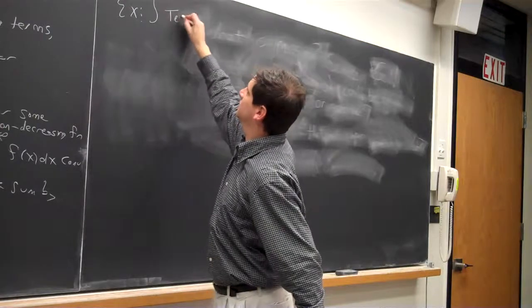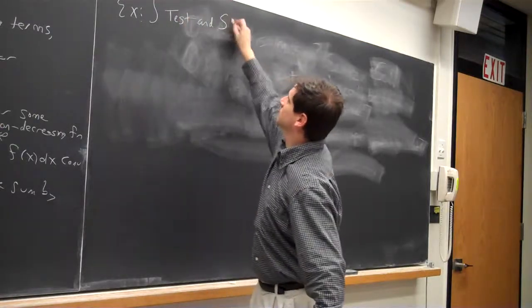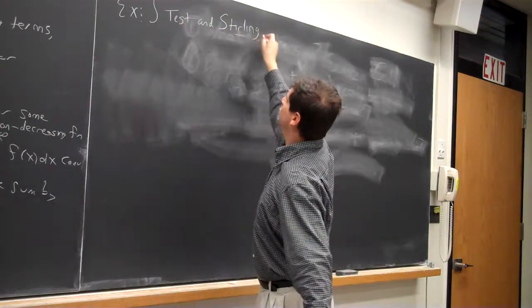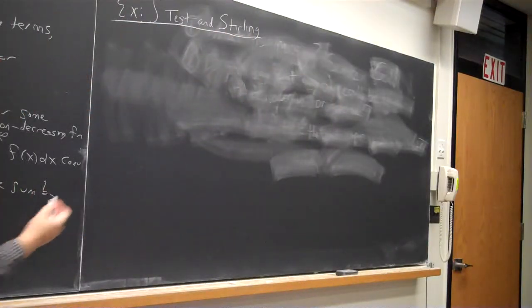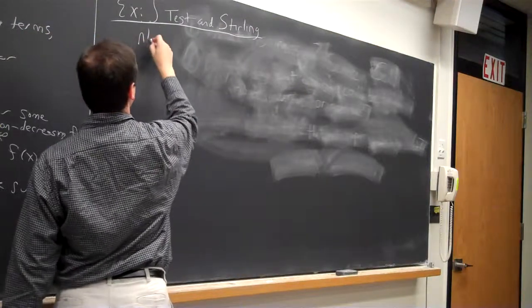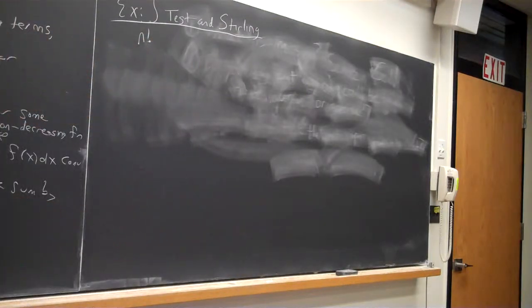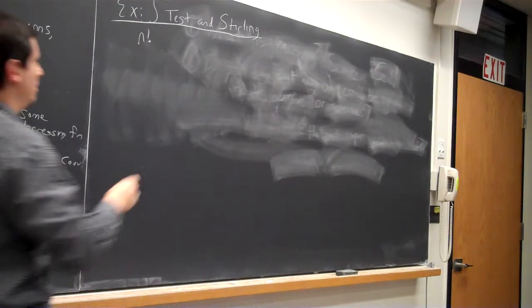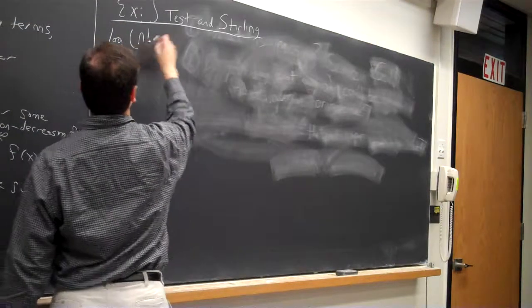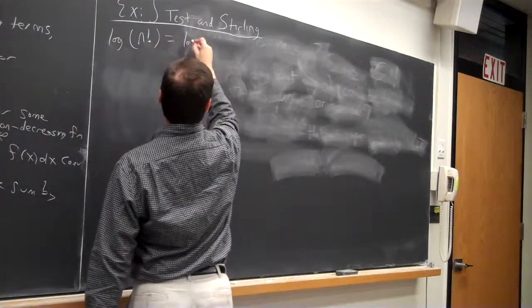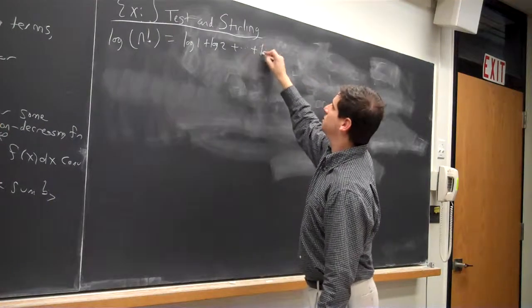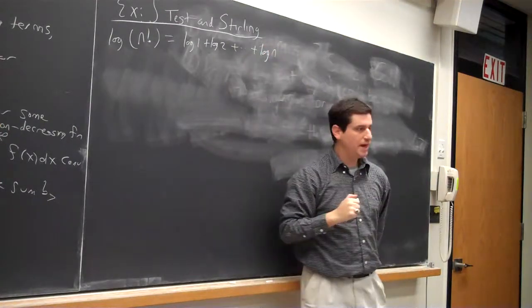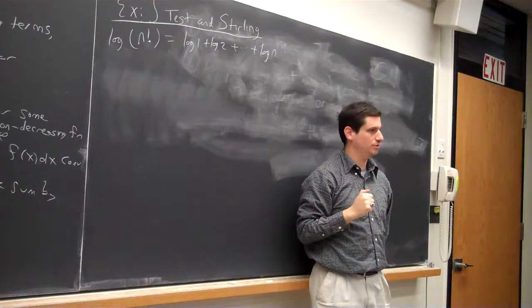All right, so let's do an example. The integral test and Stirling. So we talked a little bit about how we should attack this last time. And what's our Pavlovian response when we see n factorial? What do we want to do to it? Log. We want to take a log of it. Because we take a log, this is now the log of 1 plus the log of 2 plus the log of n. And this should look a lot like an integral.